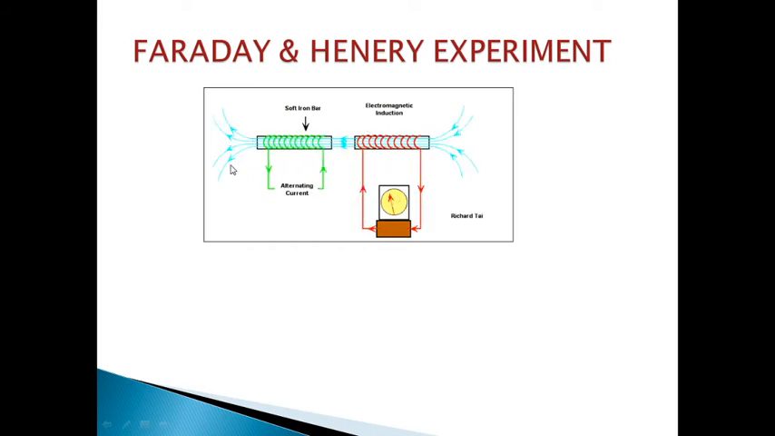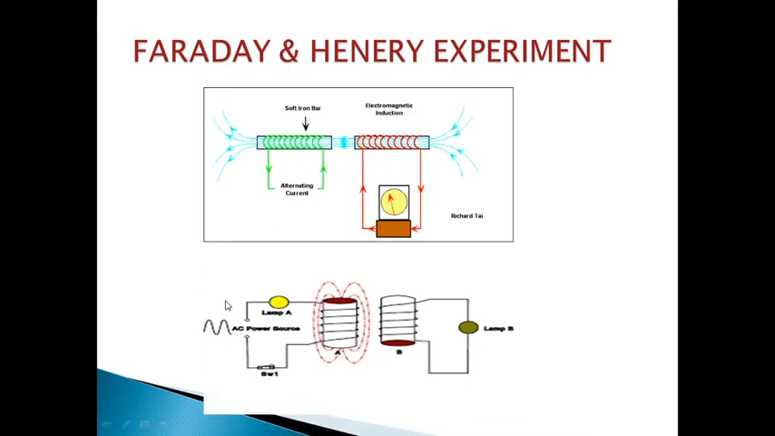So the magnetic field direction also keeps on changing, and because of this, even if you are not moving the two coils, the magnetic field related to this is changing. Okay, and because of the change in the magnetic field or the flux, the deflection in the galvanometer will keep on changing, left, right, left, right, left, right. This is because of alternating current.